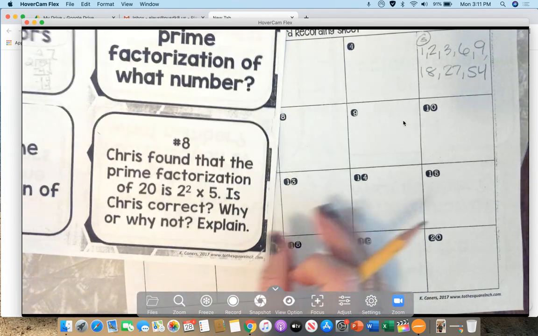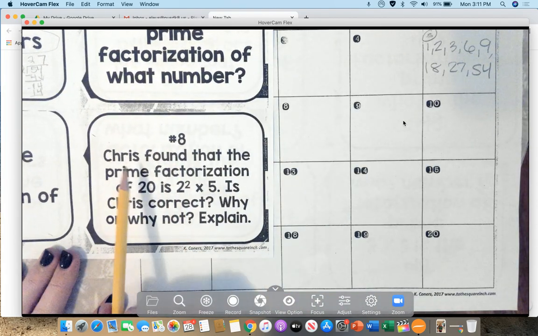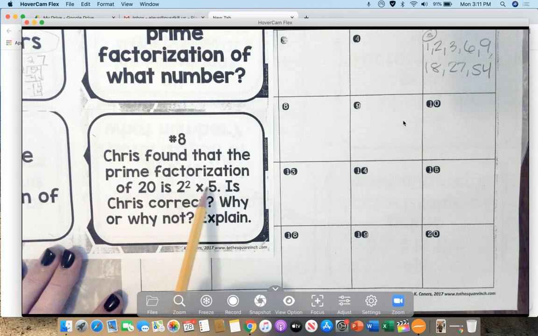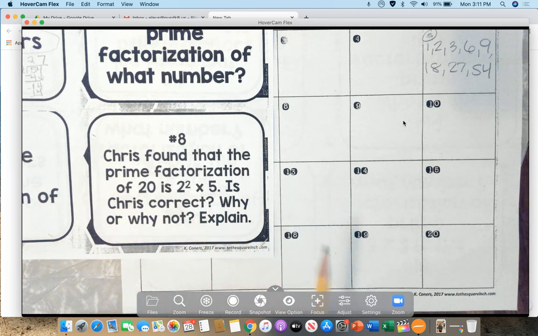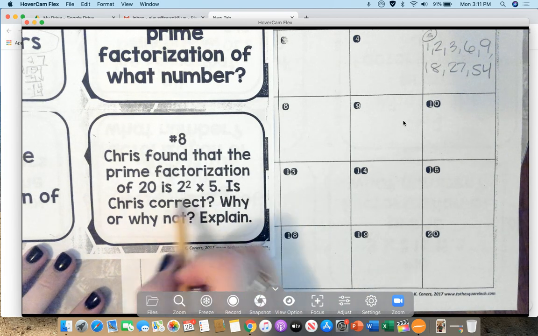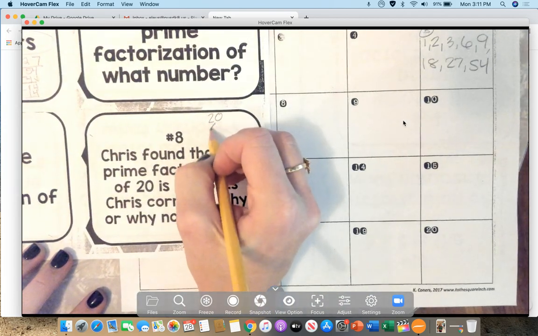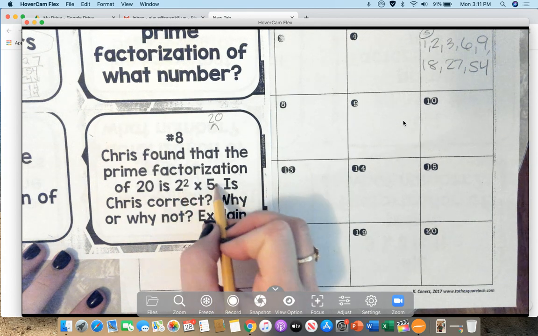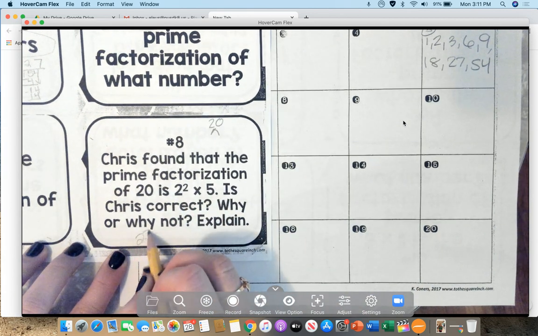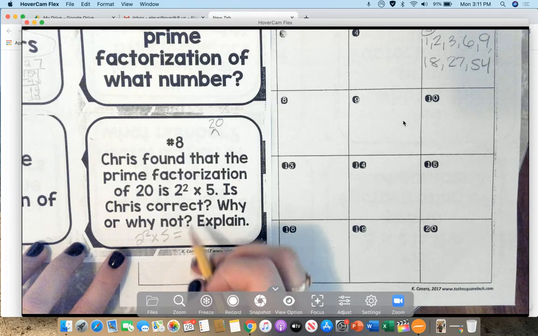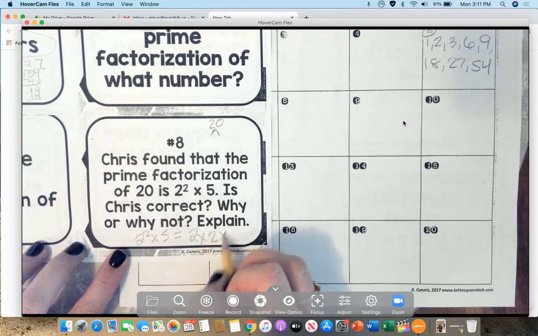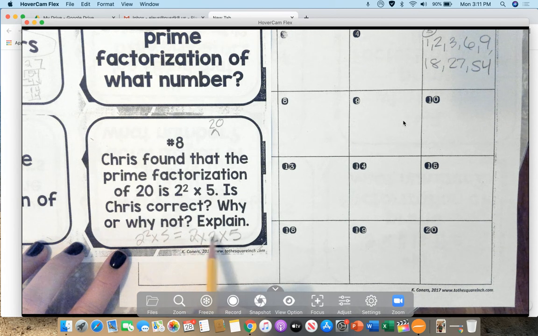All right, let's go ahead and do another example, number 8. It says, Chris found that the prime factorization of 20 is 2 squared times 5. Is he correct? Why or why not? And explain. So what you'll want to do is see if he's correct. So let's go ahead and factor out 20 and see if we end up with 2 squared times 5. Remember that 2 squared times 5 means that our prime factorization was 2 times 2 times 5. They just rewrote 2 times 2 with an exponent. 2 times 2 is the same thing as 2 to the second power.